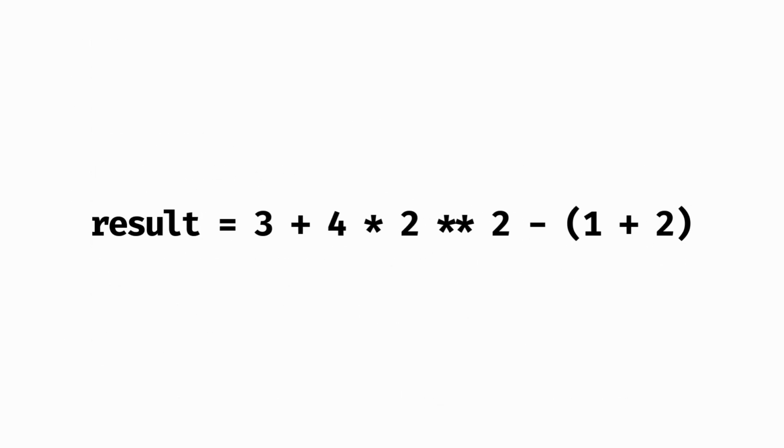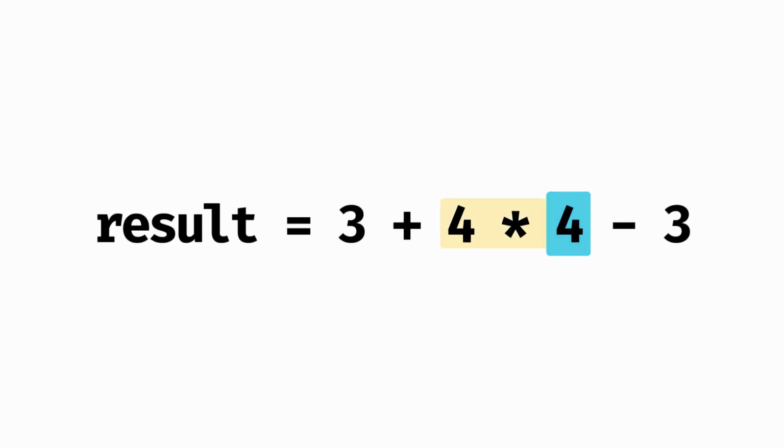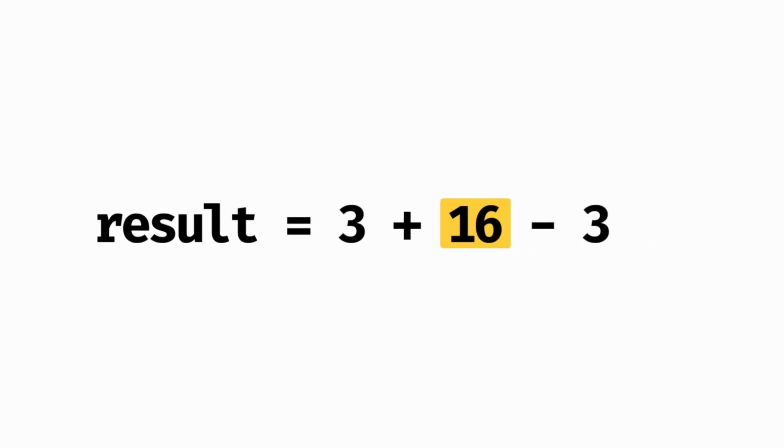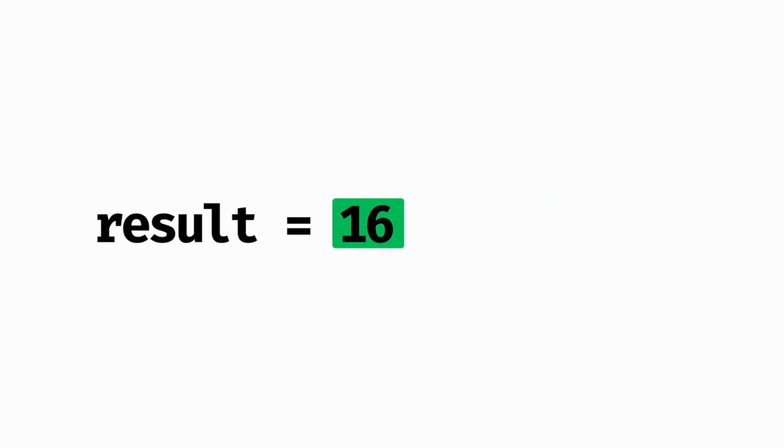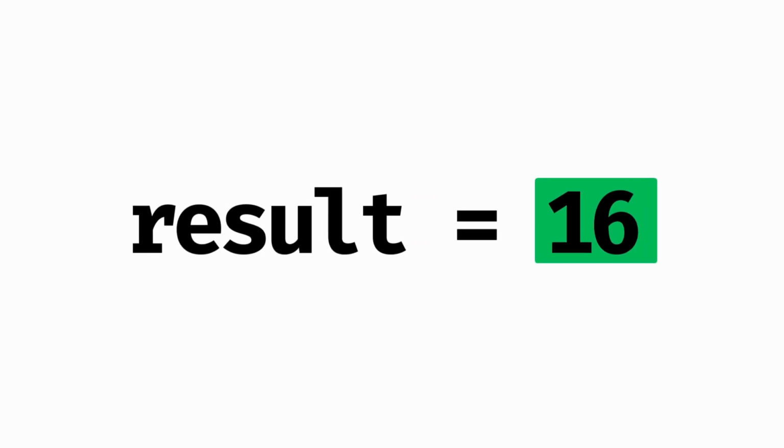In this expression, result equals 3 plus 4 times 2 to the power of 2 minus 1 plus 2, for example. Python will first look at parentheses, then the exponentiation, then multiplication, and finally addition and subtraction. Together, result is 16. Now you have learned Python operators.